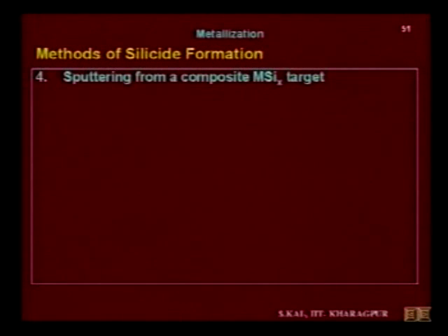That is sputtering from a composite MSIX target. Here basically you are not preparing silicide by raising the temperature. The target itself is a silicide target. Just like metal evaporation, metal deposition in the sputtering technique, similarly the target you use is a silicide target and you can deposit the silicide film on the substrate. Okay, just the sputtering technique as you use in case of metallization metals.